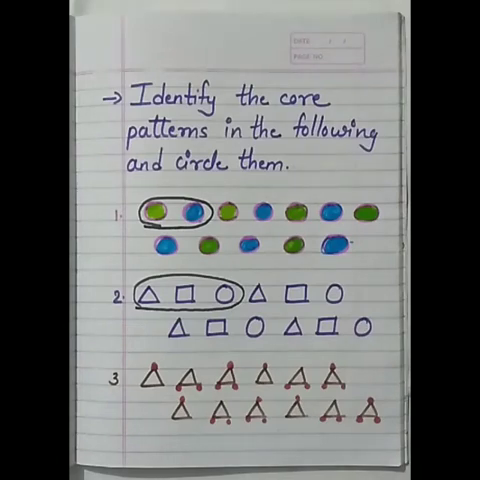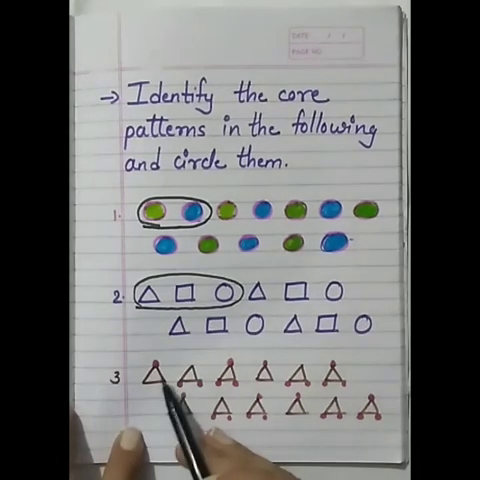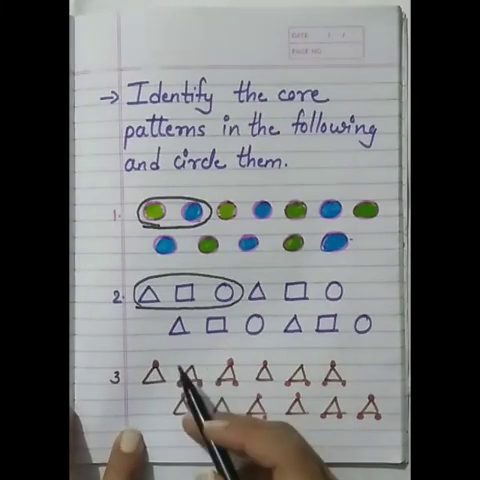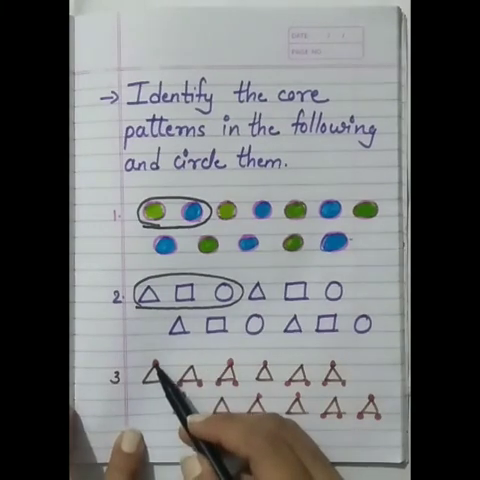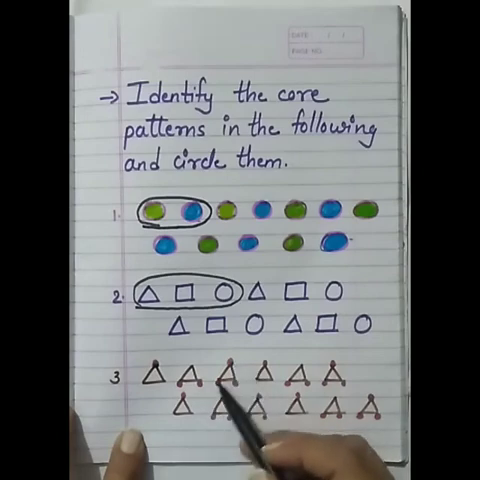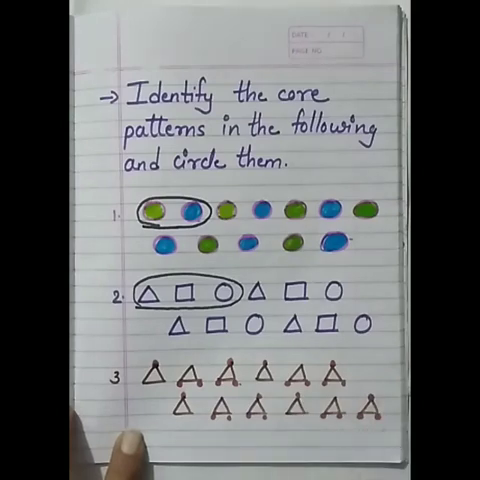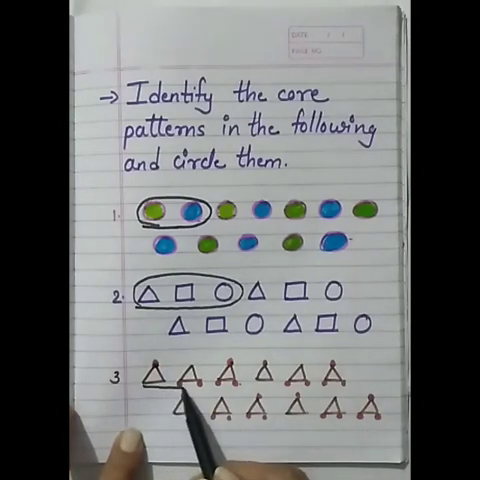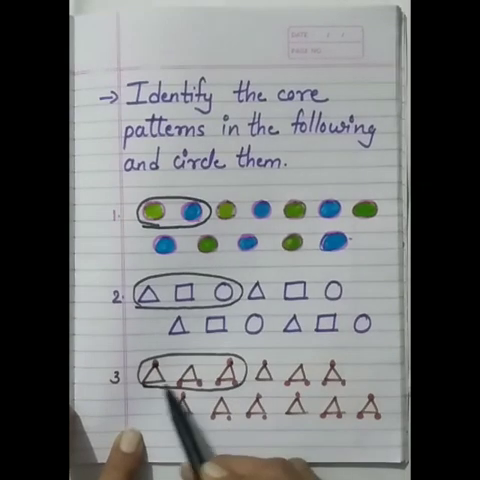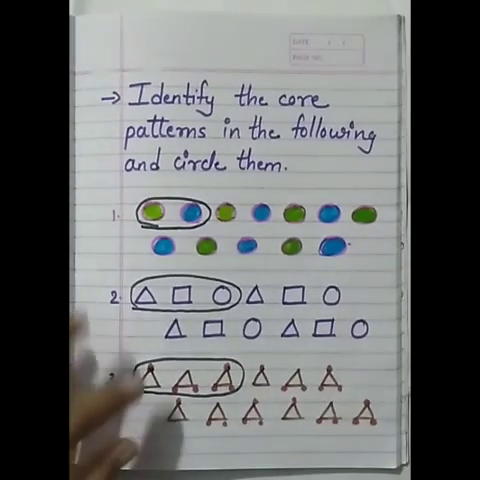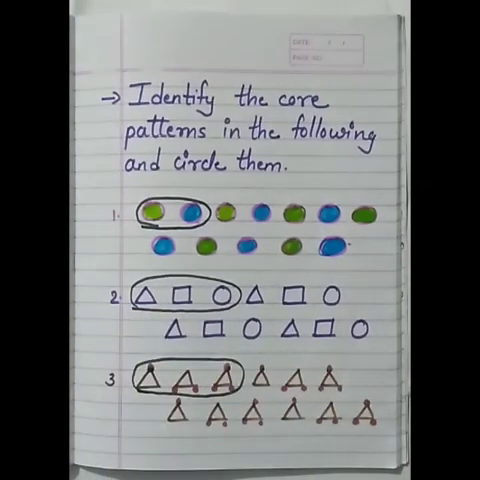Now in the third example, let us see. Okay, here one dot is on the top, then 2 dots, then 3 dots, again 1, 2, 3, 1, 2, 3. So it means this is our core pattern. The dots are repeated.